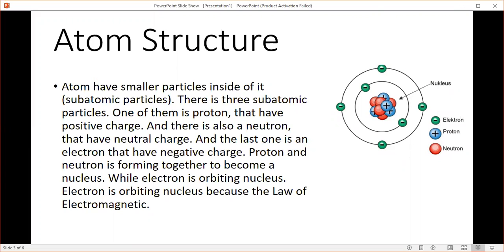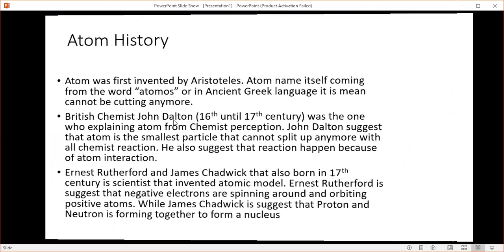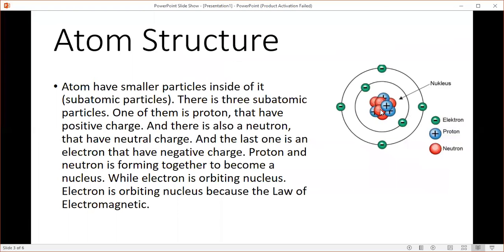Proton and neutron form together to become a nucleus. So you see there is proton, and there is neutron that form together into a nucleus. And then there are 6 electrons. This nucleus is formed by proton and neutron in the middle, while electrons are orbiting the nucleus. Electrons orbit the nucleus because of the law of electromagnetic.